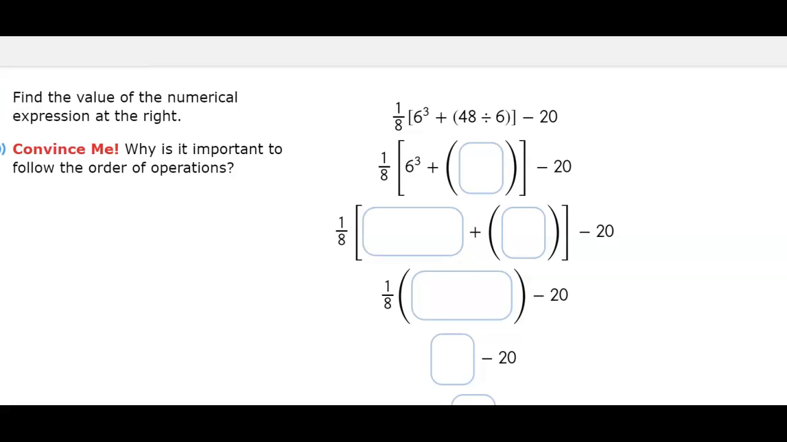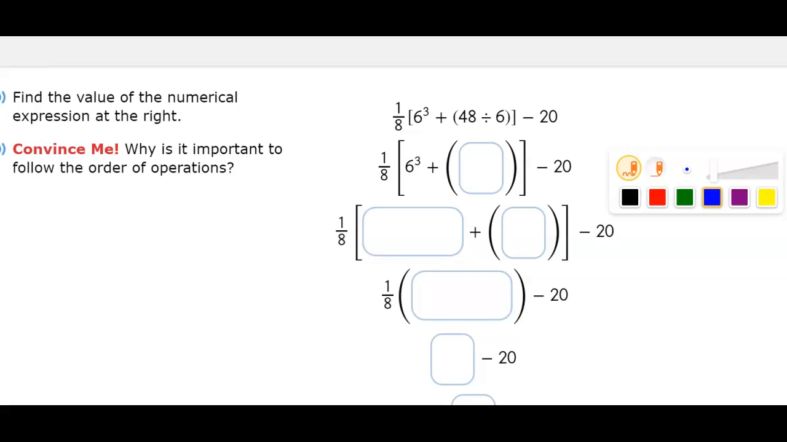Find the value of the numerical expression at the right. We have 1/8 brackets around 6 to the third power plus parentheses 48 divided by 6 in parentheses minus 20. So we have to evaluate this expression. The first thing we do is inside the brackets and work our way from the inside out. So we know we have to do parentheses first.